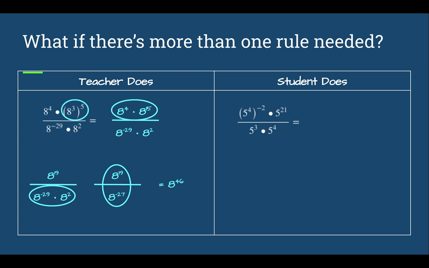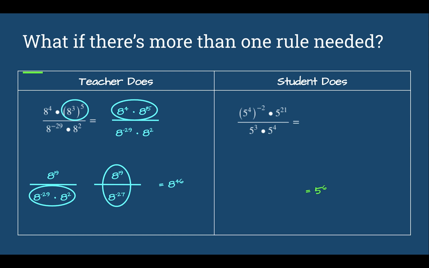Now it's your turn. Pause the video and simplify your exponents to come up with a single base of 5 with its exponent. Let's check. You should have got 5 to the 6th power.